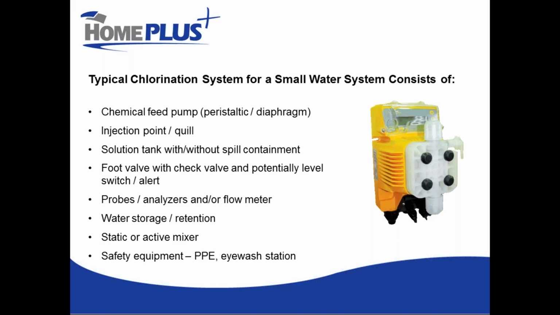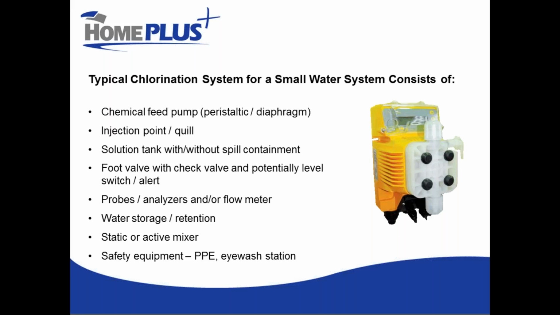And you may even have a little level switch or alert on there that if the solution level drops below your foot valve, you'll get some sort of alarm notification. You may have probes and analyzers. So some of the more sophisticated systems out there in larger community systems will have a chlorine analyzer that is actually monitoring the chlorine levels in parts per million. Most small and micro systems don't have that because of the relatively high cost of those analyzers.